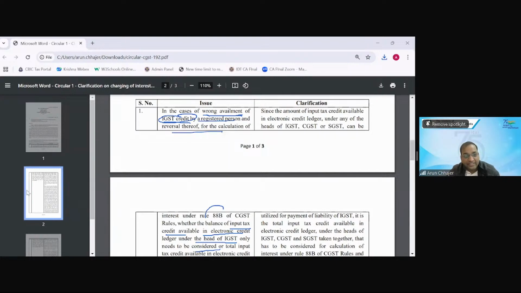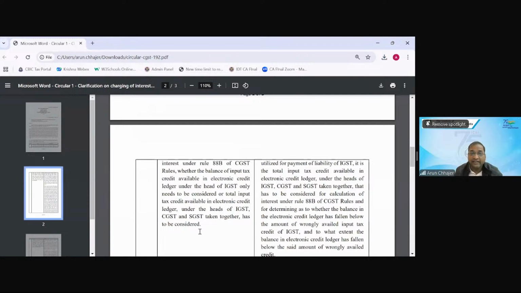ठीक है. तो interest जो है जब हम calculate करेंगे under Rule 88B, will it consider the balance of ITC in the head IGST only, or total input available in the IGST, CGST and SGST together has to be considered? Why does this problem arise? You have IGST, you have CGST, you have SGST. You have wrongly availed the ITC of rupees 90. It is wrong ITC.